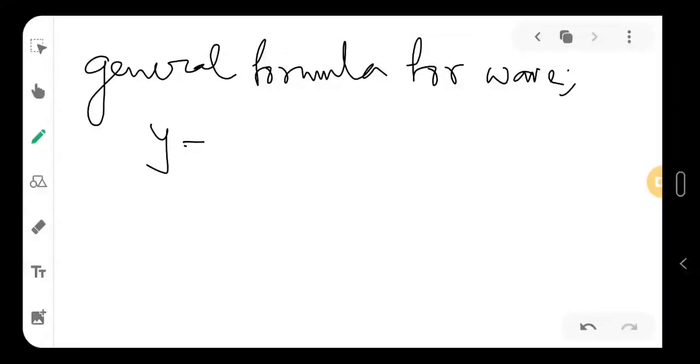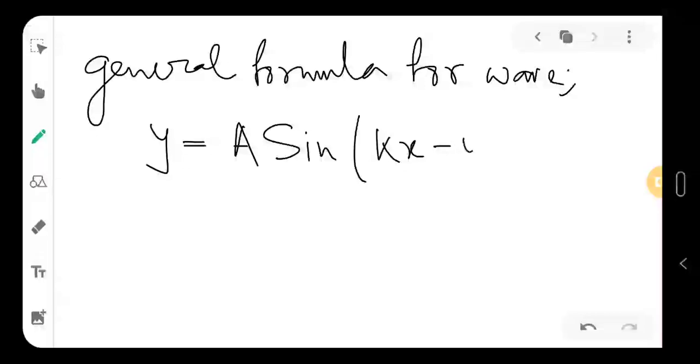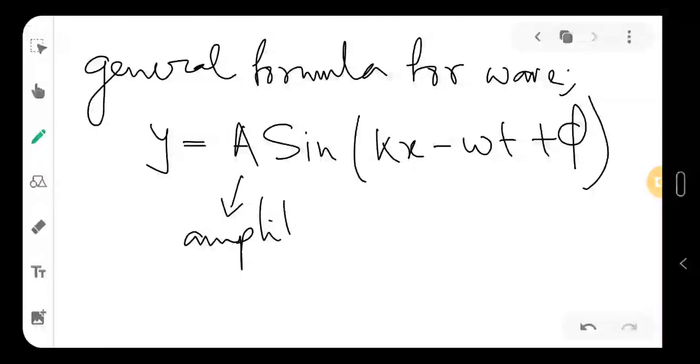So y is nothing but again your displacement. y is equal to a, which is your amplitude, sine, because it repeats itself, so it's a sine or cos function, of kx minus omega t plus phi. Let me describe all the parts. This is nothing but your amplitude. This is your propagation vector, that is 2 pi by lambda. This is your angular velocity.